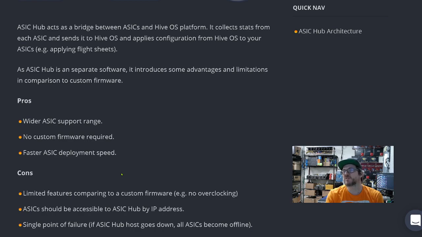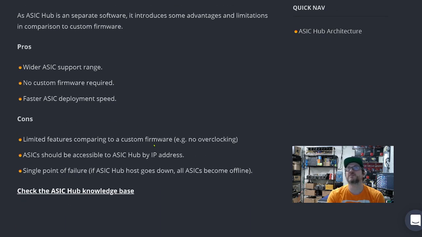Asic Hub is separate software. It introduces some advantages, but then again it says, and limitations in comparison to custom firmware. Pros: wider ASIC support range. That's true. It does give us some that HIVEON, from MSK or MSKMINER doesn't allow. No custom firmware required. That's always a plus. Faster ASIC deployment, guys. Time is coins in the bag. Coins in the bag. We need more. You can't get that time back, especially with difficulties, halvings, and all those jibber jabbers things.